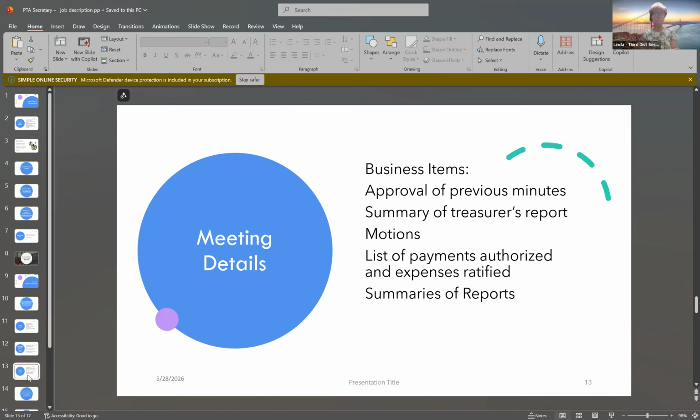Any motions, we discussed that a little bit earlier. I make a motion that we ratify, or I make a motion that we approve these funds for whatever. The person that makes the motion is who needs to be listed in the minutes and what that motion is.